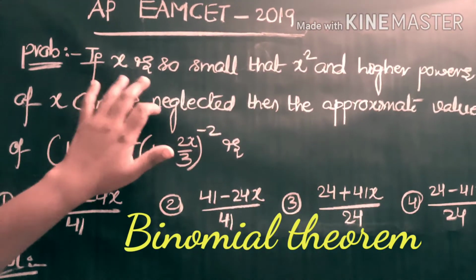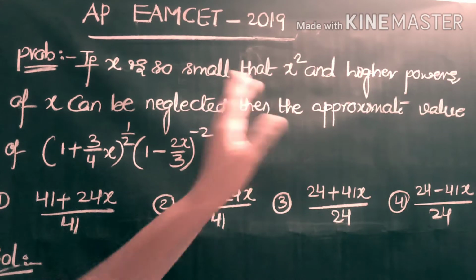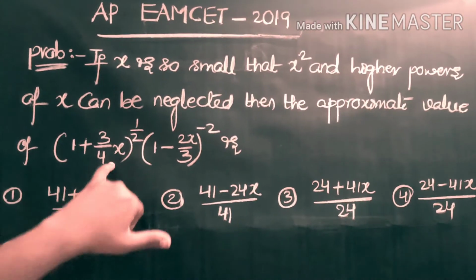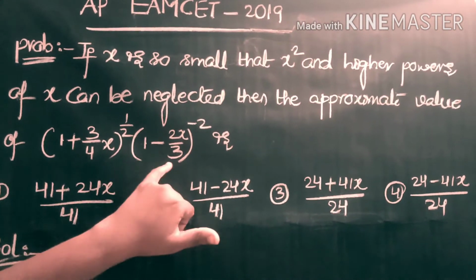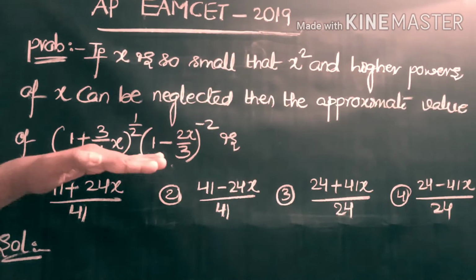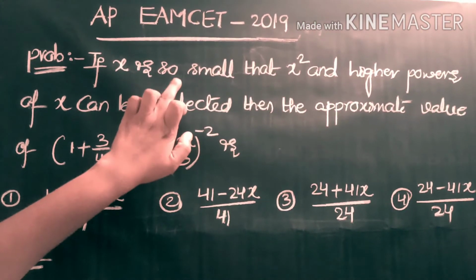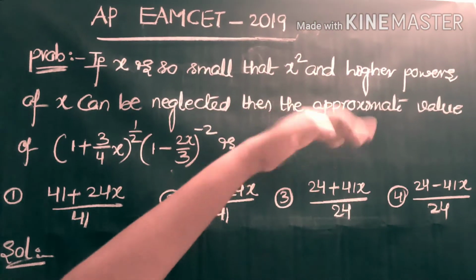Next problem. If x is so small that x square and higher powers of x can be neglected, then the approximate value of (1 plus 3x/4) power 1 by 2 into (1 minus 2x/3) power minus 2 is equal to what? What is the approximate value of this expression, given that x is so small that x square and higher powers may be neglected.